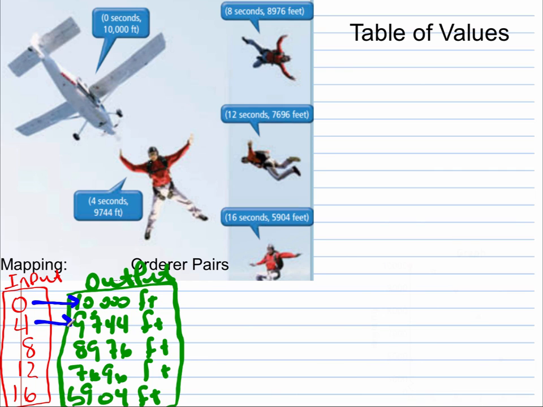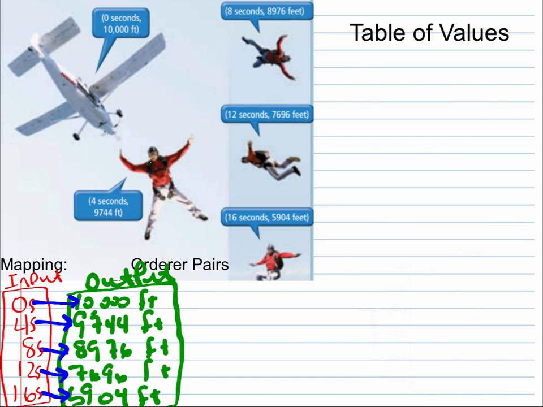4 maps to 9,744. 8 maps to 8,976 feet. 12 maps to 7,696 feet. And 16 maps to 5,904 feet. Now, yes, for completeness sake, I do need to have my seconds on here. I got a little sloppy there. Sorry about that.